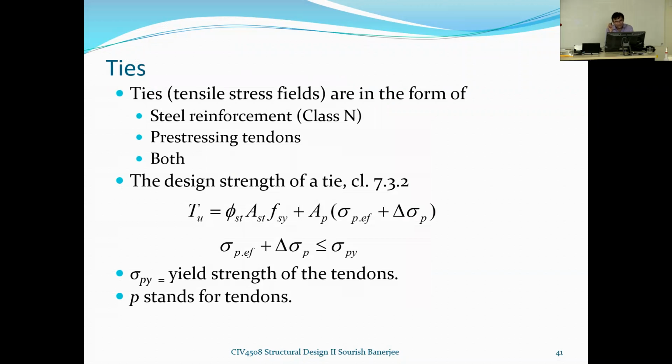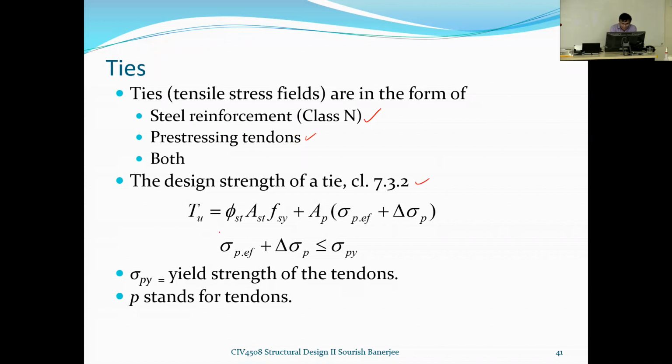Now, the ties, or the tensile stress fields, we are now looking into ties. We have seen what the design strength of a compressive member, that means a strut, is. Now let's look into the tie. A tie is usually provided with what? We know, steel reinforcement. The standard clearly recommends using class N type reinforcement, that means normal ductile reinforcement, or pre-stressing tendons, or both. Okay, both of them. The design strength of a tie, clause 7.3.2, is given by this.